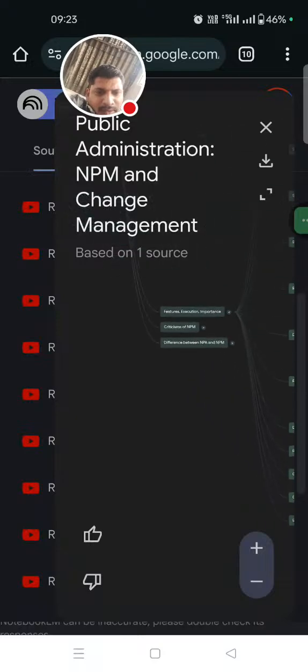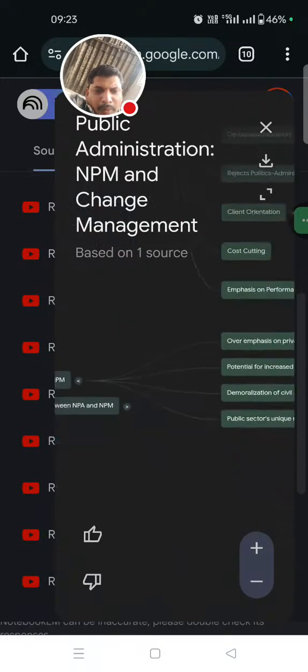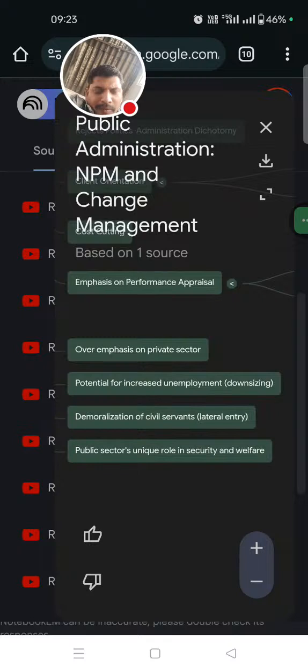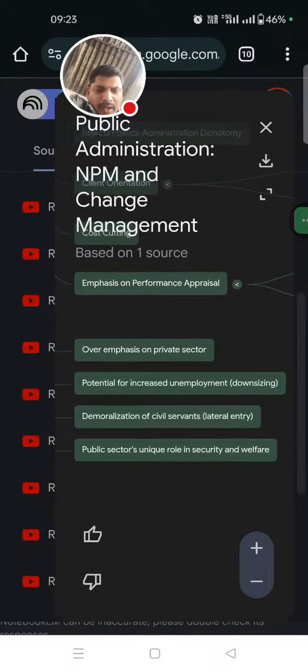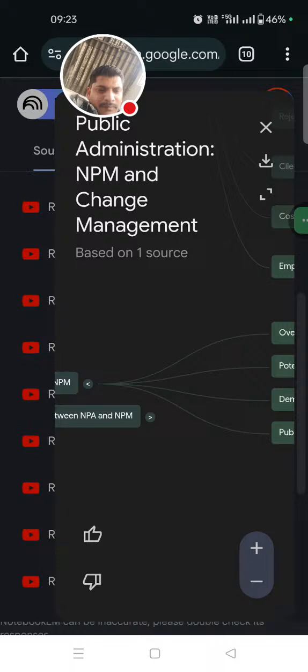Then comes the criticism of NPM: overemphasis on the private sector, potential for increased unemployment because of downsizing, and demoralization of civil servants because of lateral entry. The public sector has a unique role in security and welfare, so the private sector cannot replace it.